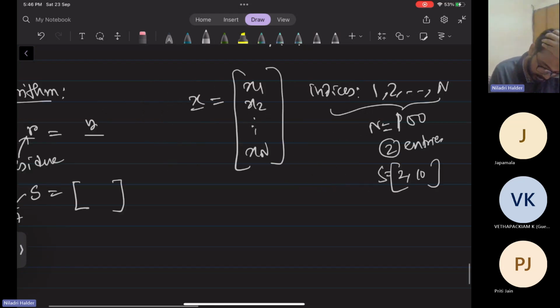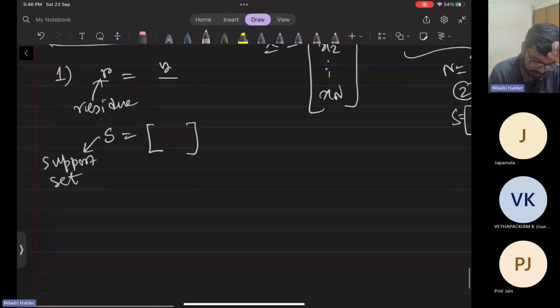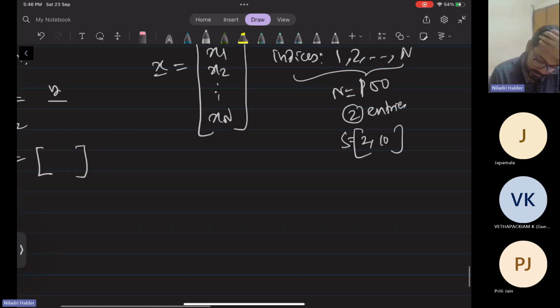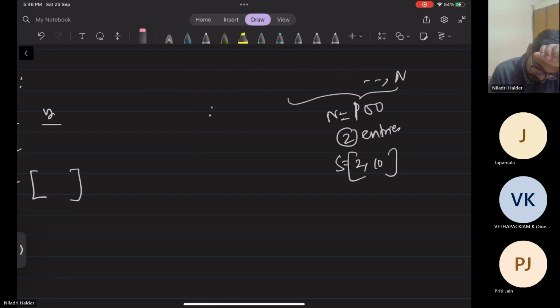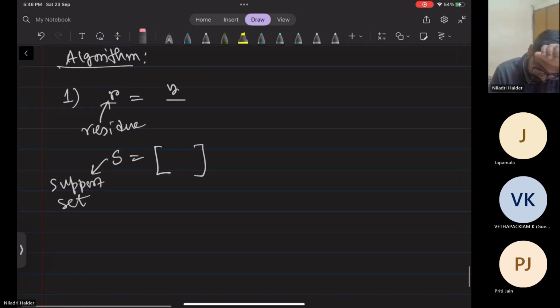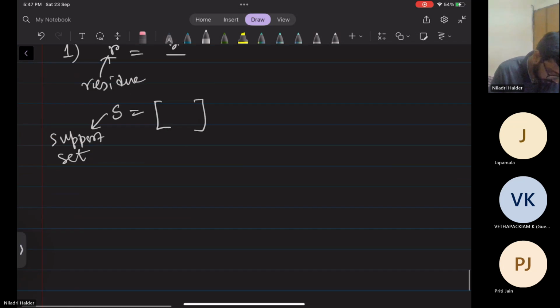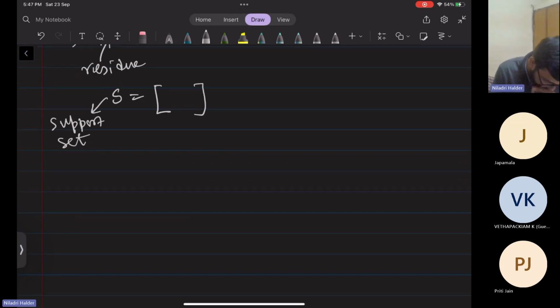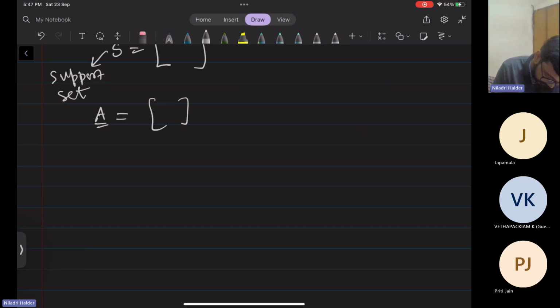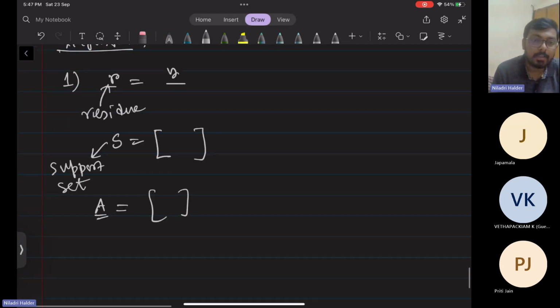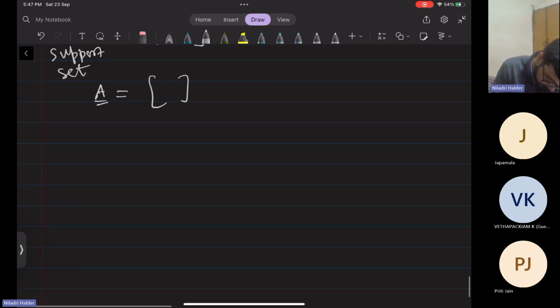That's why at the beginning S is a null set. After the algorithm, it will contain two elements. Then we will take one matrix, A, which is also a null matrix. Now we'll start the loop.